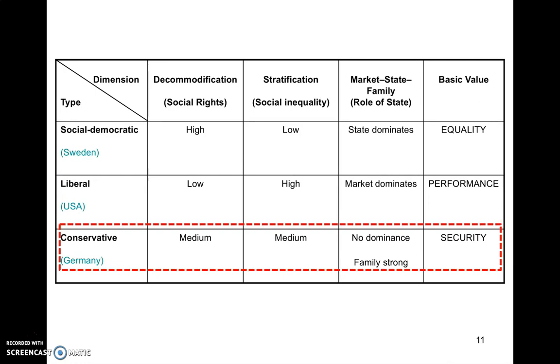The conservative type is in the middle. It has a medium level of decommodification, medium stratification, and a medium role of the state. The role of the family instead is more important than in the other two types. Social security depends on market position. Since the state provides few services, the family plays a large role. Countries coming close to this type are Germany, Austria, France, Belgium, the Netherlands, and Italy, the continental European countries. The basic value is security.